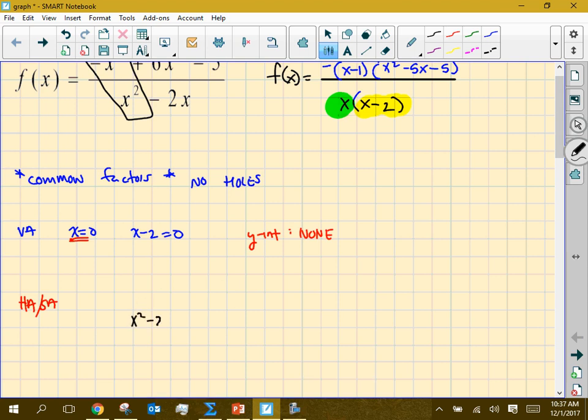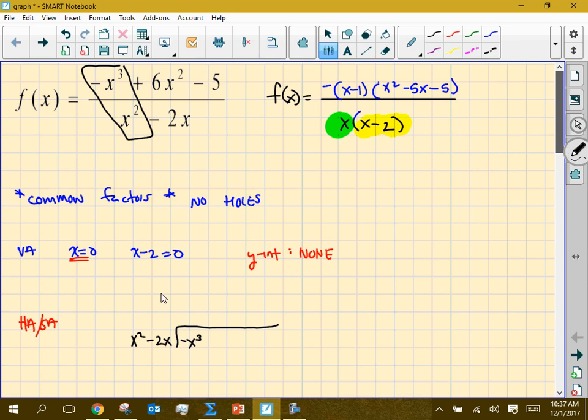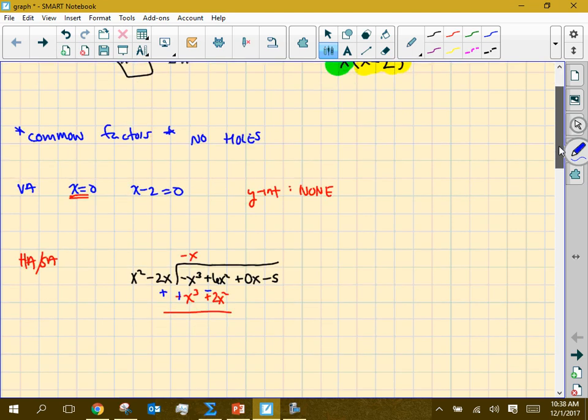X squared minus 2x is my divisor, and underneath is negative x cubed plus 6x squared plus 0x minus 5. And I remember when I think about things that go here to multiply by this divisor to get negative x cubed, that's obviously negative x. Multiply gives me negative x cubed, and then plus 2x squared. We talked in class how I'm a fan of changing the signs and then adding straight down. I do my subtraction by adding the opposite.